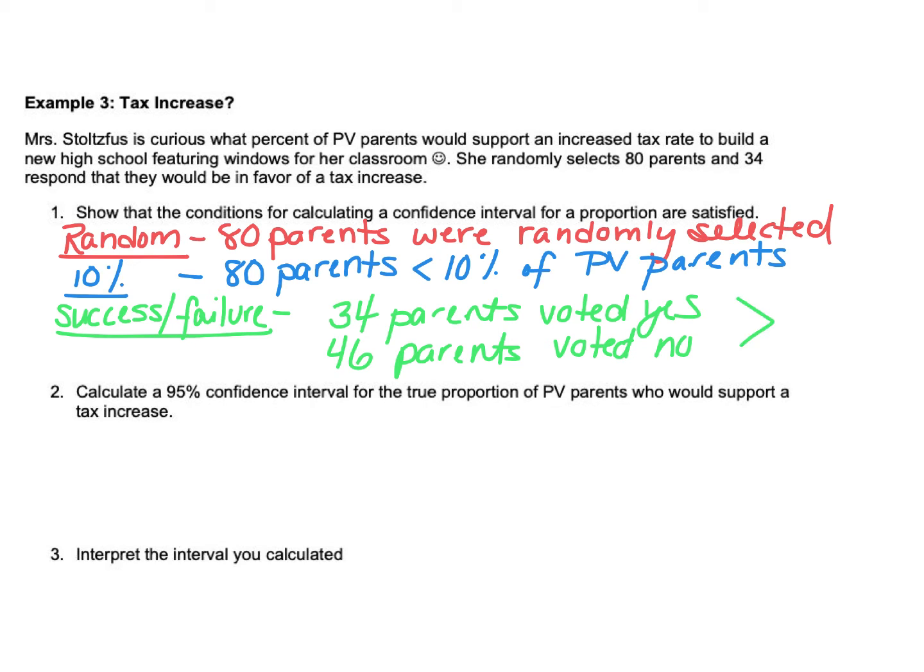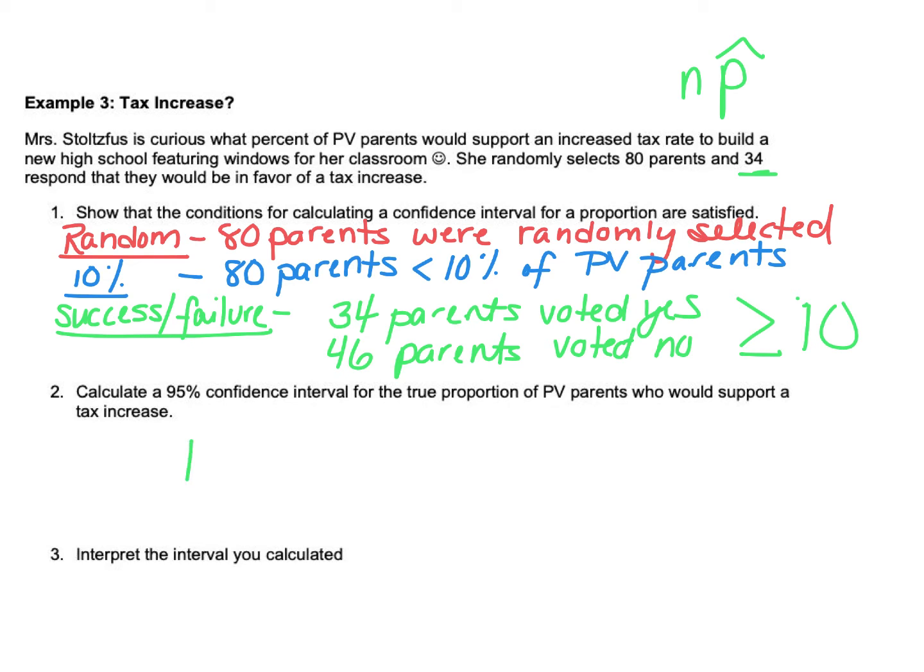And I can say both are greater than or equal to 10. So I'm good. Now, sometimes you will actually do n times p hat, but you're doing that to get the counts. So if I have the counts, I'm just going to use them. So 34 and 46. Now we're going to actually calculate our 95% confidence interval.